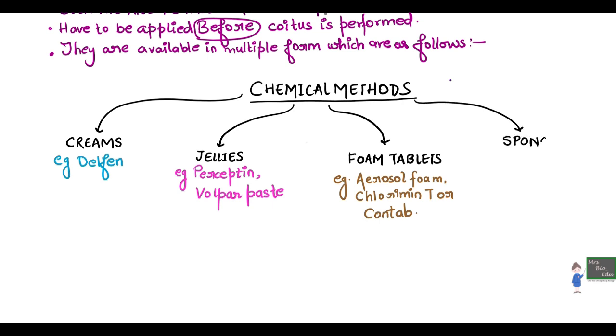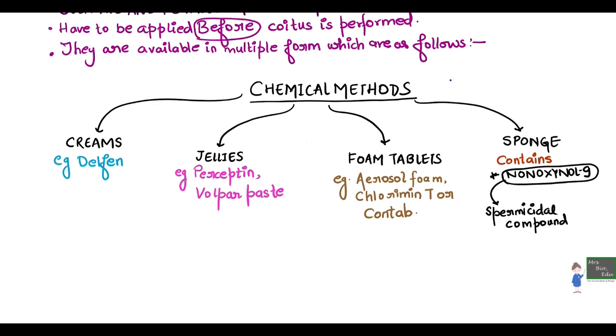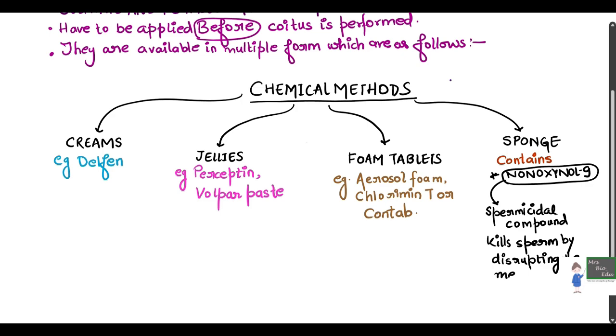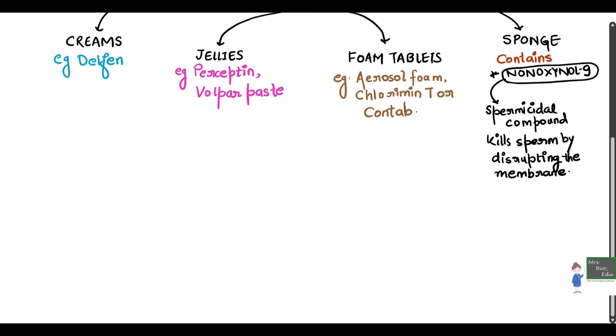A very special mention goes to the sponge. Sponge, as the name suggests, is just a sponge. It will absorb everything, like a sponge absorbs water. But this sponge is different because it will not only absorb the ejaculate, it contains a chemical called nonylphenol 9, which is a spermicidal compound. It kills the sperm by disrupting the cell membrane, and the best part is that all of that dead matter will be absorbed by the sponge.